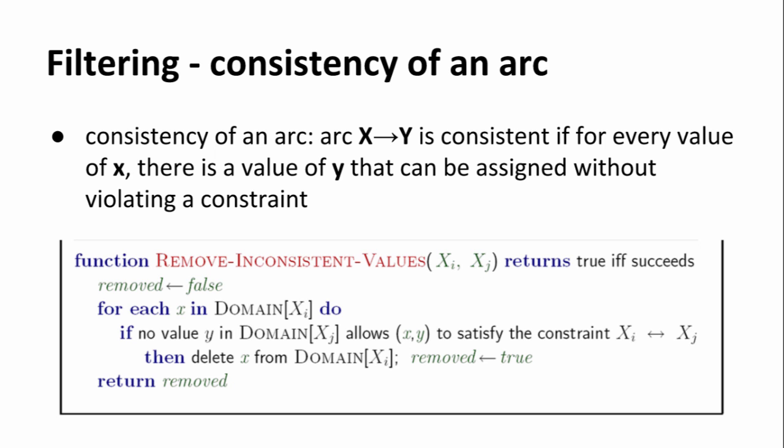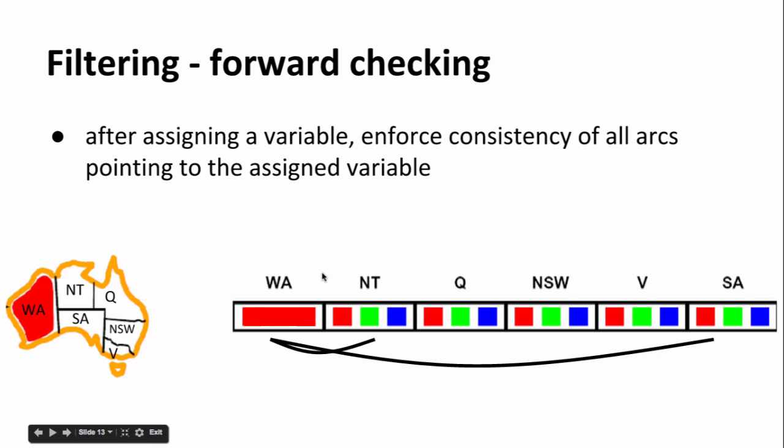Excellent. So now that we've learned about consistency of a single arc, we can move on to talk about forward checking. Forward checking is the simpler of our two filtering algorithms, and it says the following. After assigning some variable, we will enforce arc consistency of only the arcs that point to the variable that we just assigned. If we look at this example that was in the lecture slides, here we've just assigned the variable WA. Now if we wanted to do forward checking, we would have to check all the arcs that point to WA, so all of the variables that share a constraint with WA. Those arcs are going to be the arc from NT to WA and the arc from SA to WA, because those are the ones that are adjacent on the map.